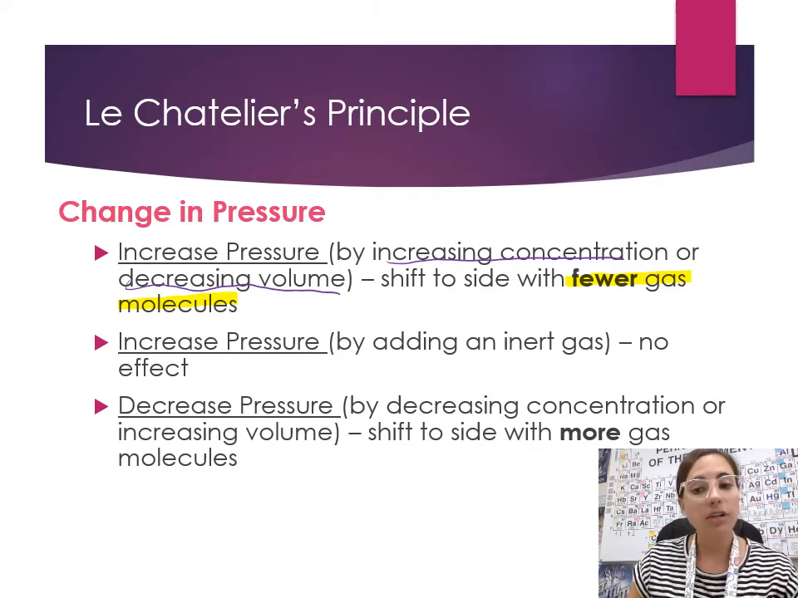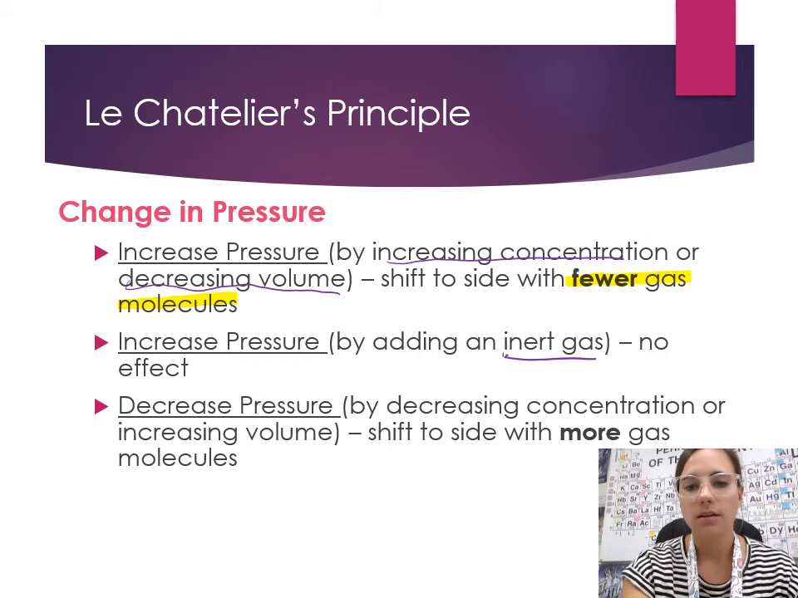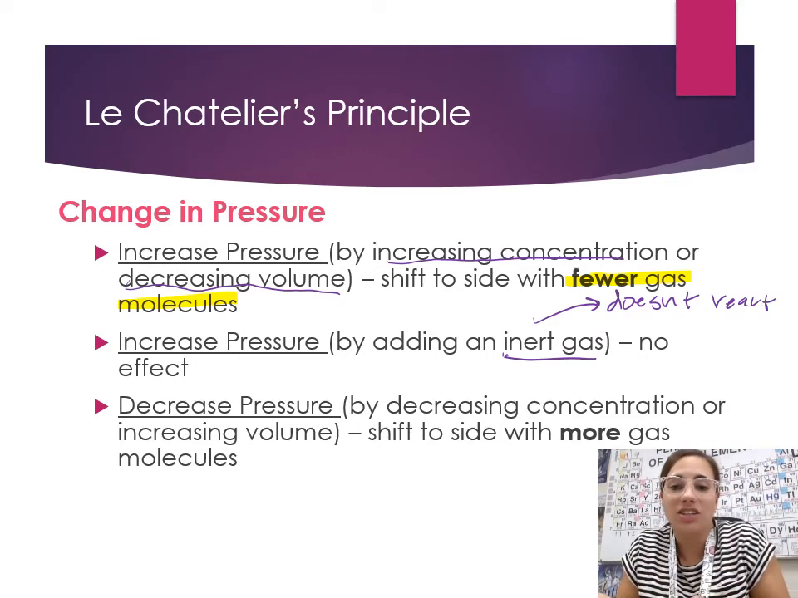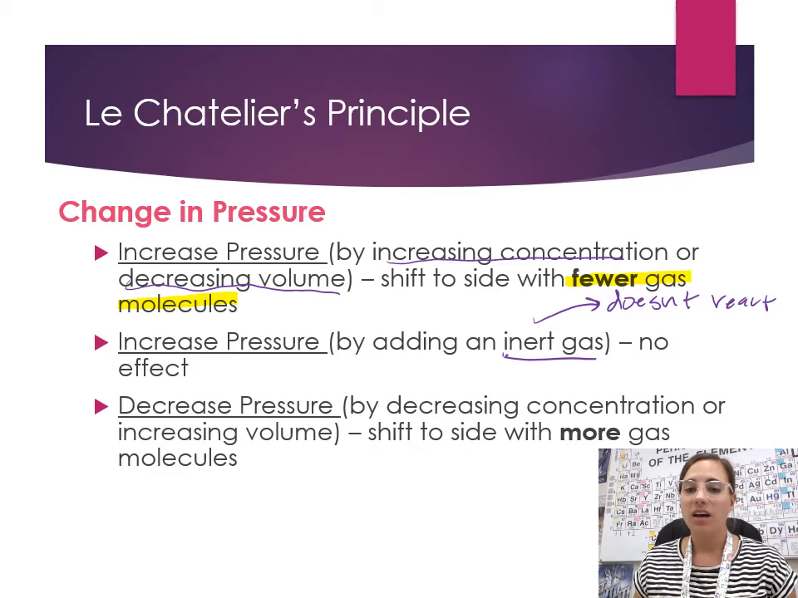Now, if I increase the pressure by adding an inert gas, which just means it doesn't react, there's going to be no effect. Because if it's not part of the reaction, there's no way to alter its change. And so if it's an inert gas, it's not part of the actual reaction. You can think of it like it's not part of the equilibrium expression. So no change is going to occur.